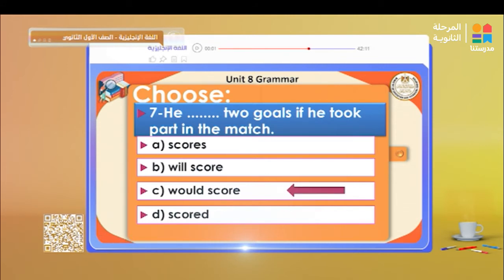He would score 2 goals if he took part in the match. What does this sentence mean? It means that he doesn't have the chance to take part in the match and it's not probable for him to score goals.